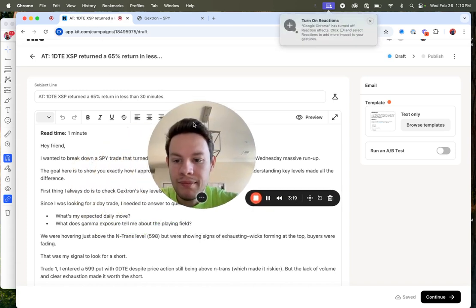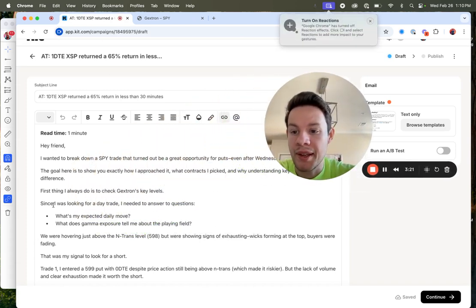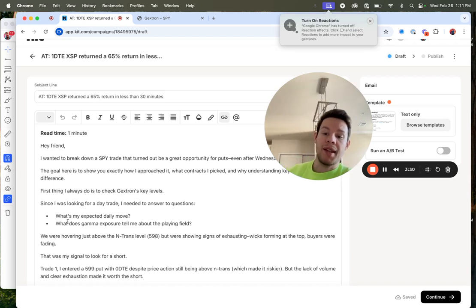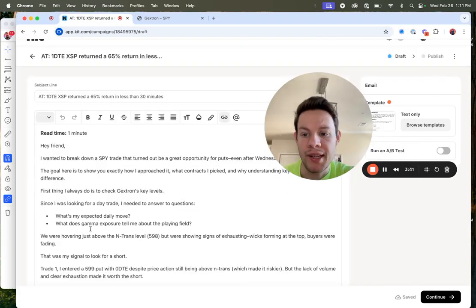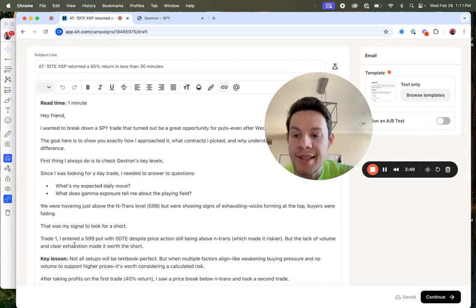All right, let's go back. Same thing, since I was looking for a day trade, I need to answer two questions. What's my expected daily move, which at the time I marked it here? I might have removed it, but it was pretty much around 395 something. I've got to look for that, why I deleted that. And what does the gamma exposure tell us about the playing field? Again, I just showed you that. And I noticed that at the time we were hovering just above N trans level, but there were signs of exhaustion from the buyers.